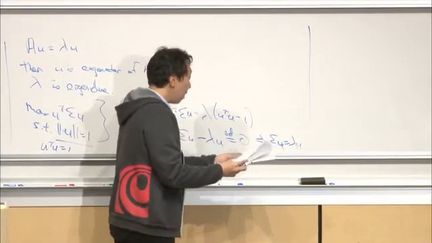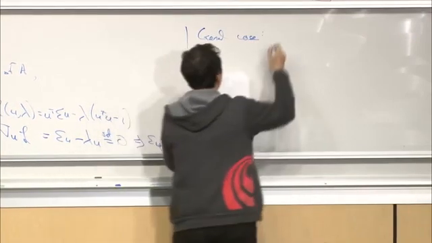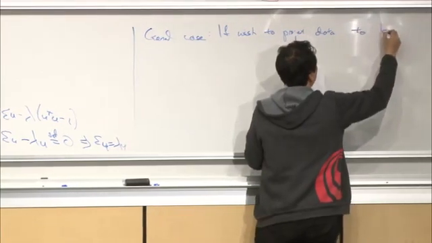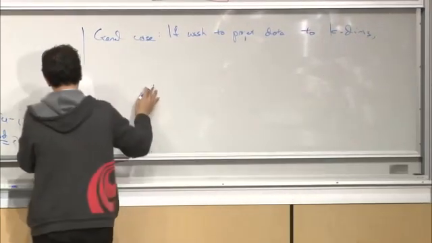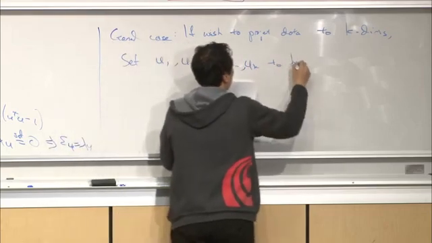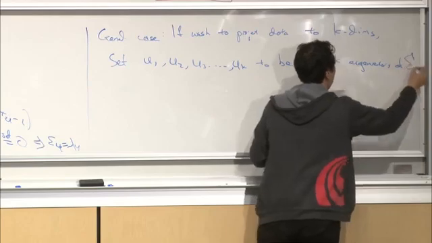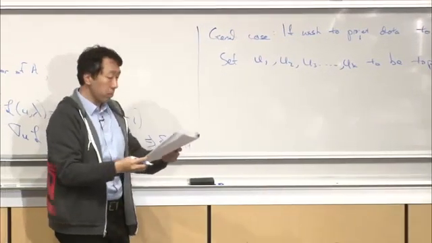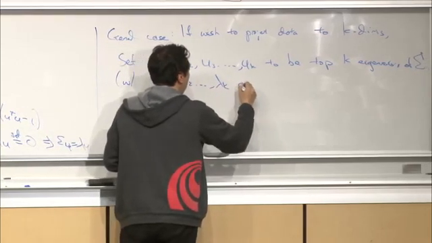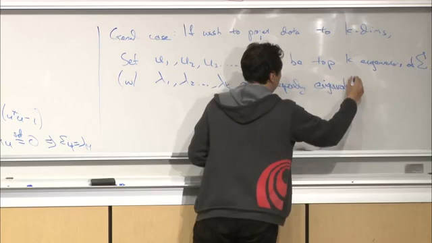All right. So in a more general case, if you wish to project the data to k dimensions, then set U1, U2, U3 up to Uk to be the top k eigenvectors of the covariance matrix sigma, with lambda 1, lambda 2, and so on up to lambda k as the corresponding eigenvalues. Okay.